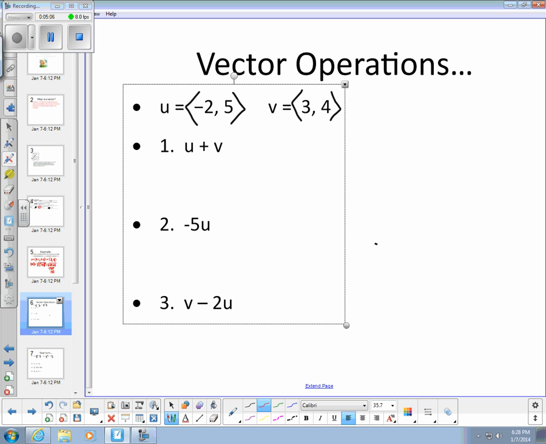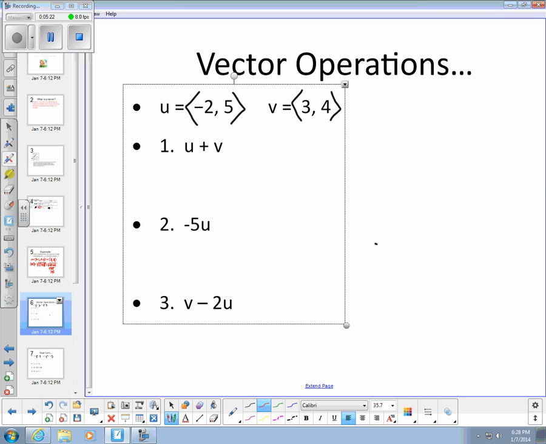Okay. Now, there are some vector operations that we're going to talk about today, namely addition, scalar multiplication, and subtraction. Adding vectors and subtracting vectors is very straightforward, very simple.